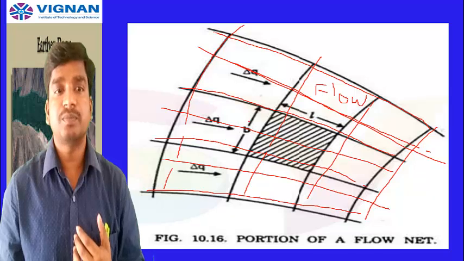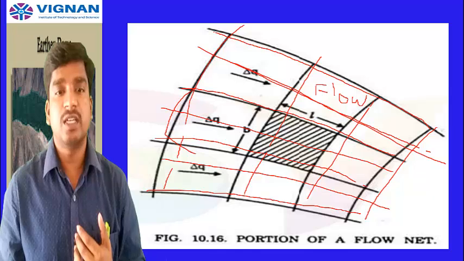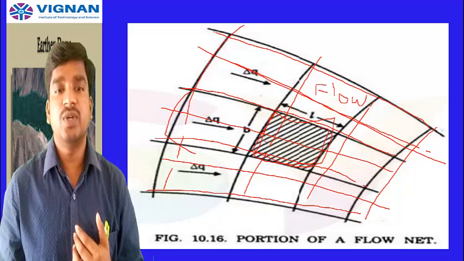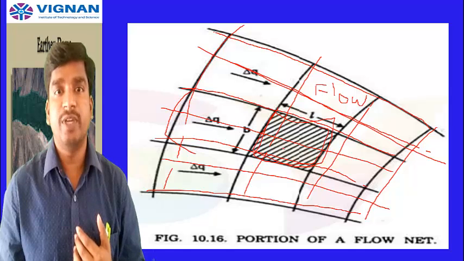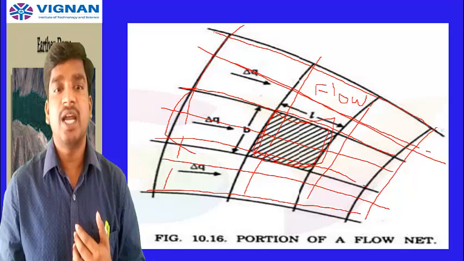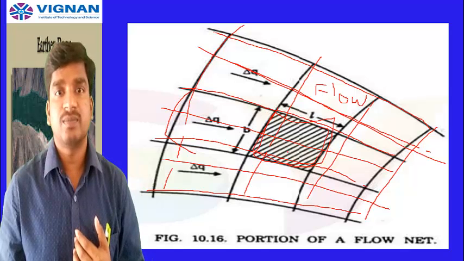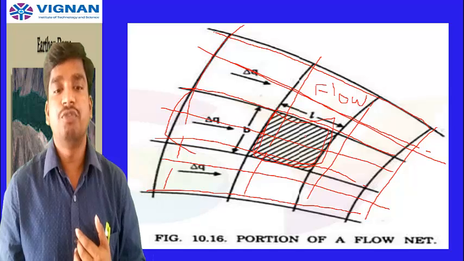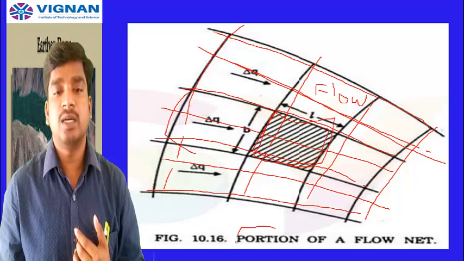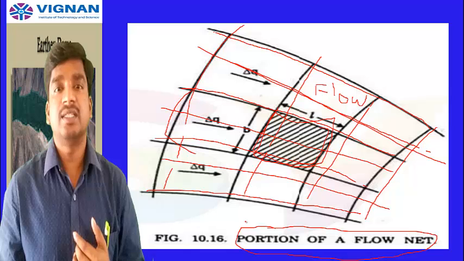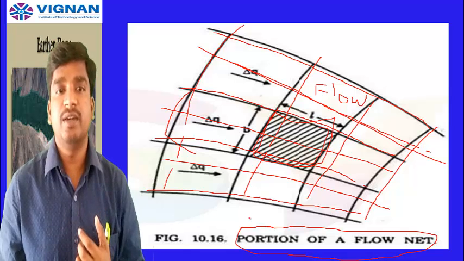So what about this field? This rectangular, hatched portion, this square box, is considered as your field. A field is the space enclosed between two successive flow lines and equipotential lines. So this is called your field. Okay, so this is the flow net portion we have explained here.